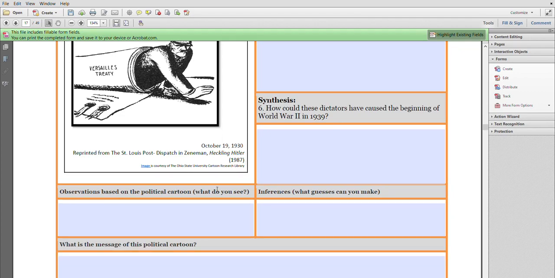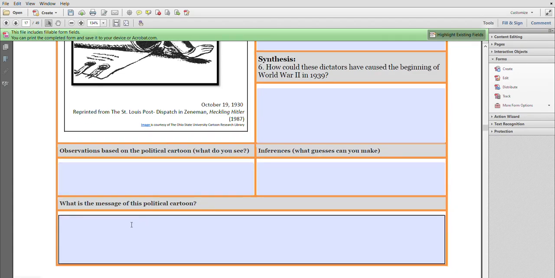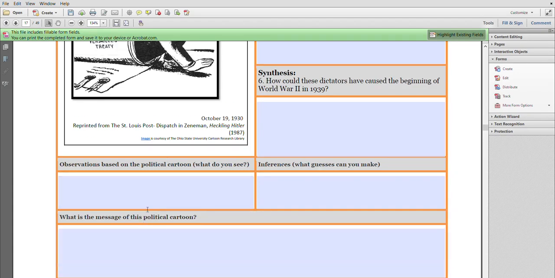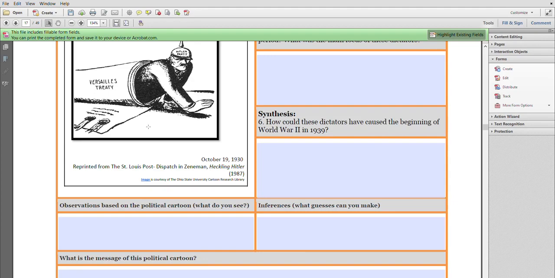Observations based on the political cartoon. What do you see in the political cartoon? You're going to write your answer here. Inferences. What guesses can you make based on the political cartoon? And finally, what is the message of the political cartoon to the people reading it?